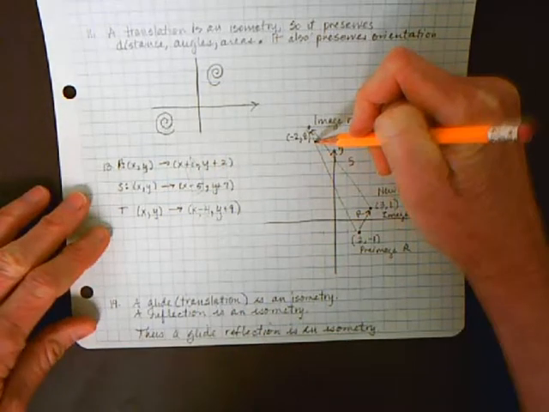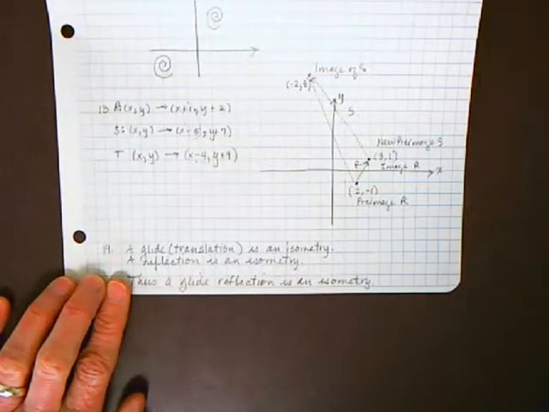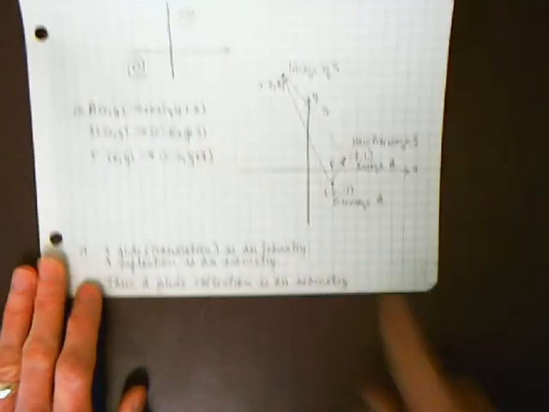All right. Number 19 was the last one. Explain why a glide reflection is an isometry. Again, I'm not going to do a proof. This is just going to be kind of a casual explanation.